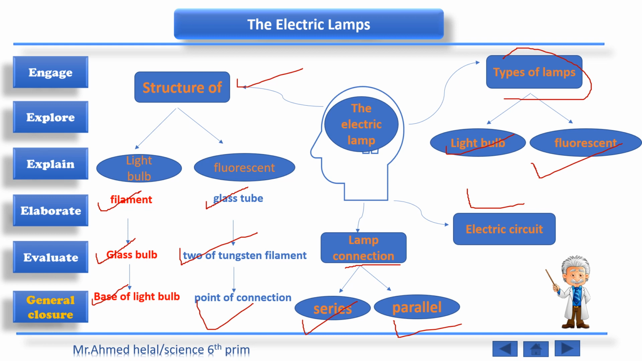In series connection, if an electric lamp burns out, in this case all lamps in the electric circuit will not work. But in parallel connection, if an electric lamp burns out, in this case we will not lose the other lamps, they will work.